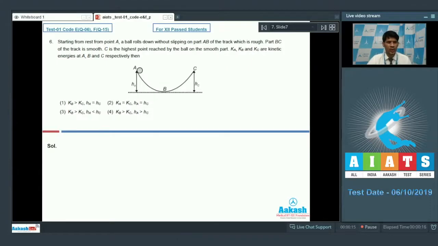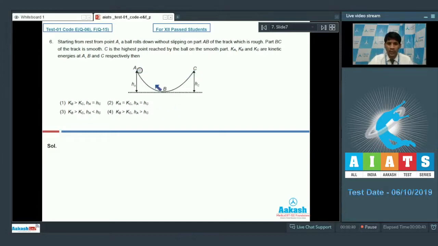Now let's take on question number 6. Starting from rest from a point A, a ball rolls down without slipping on part AB of the track, which is rough. Part BC of the track is smooth. C is the highest point reached by the ball on the smooth part. Ka, Kb, Kc are kinetic energies at points A, B and C respectively.